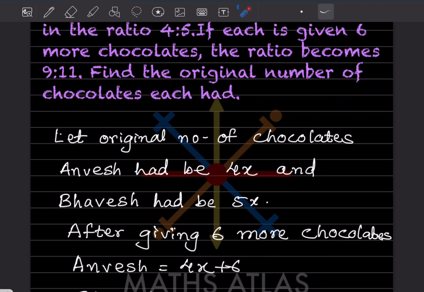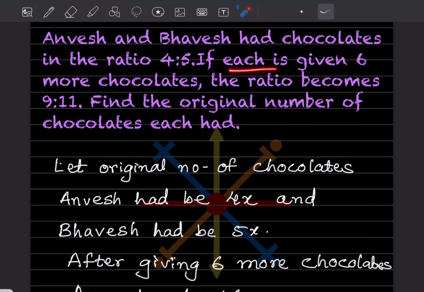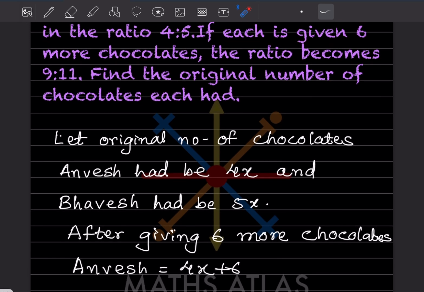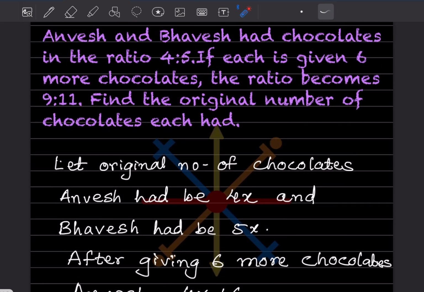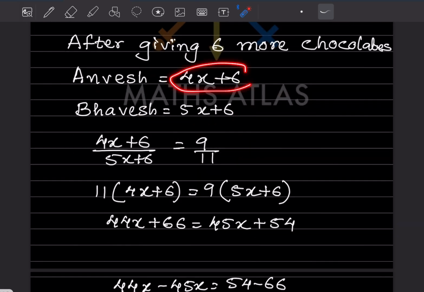After giving 6 more chocolates, because each is given 6 more chocolates, this will become 4x plus 6, and this will be 5x plus 6 for Bhavesh. So now the new ratio is going to be 9:11. So 4x plus 6 divided by 5x plus 6 is going to be 9 by 11. So here we are going to cross multiply. So 11 into 4x plus 6 is going to be 9 into 5x plus 6.